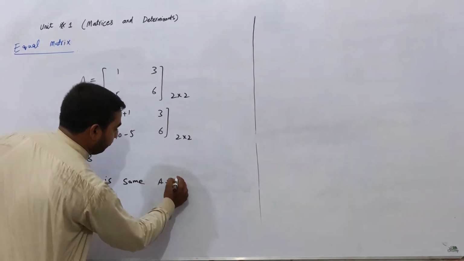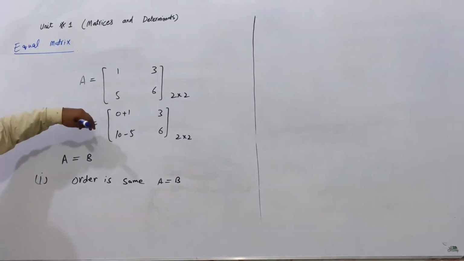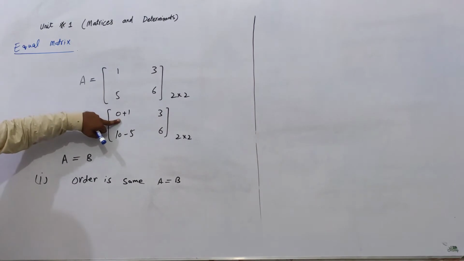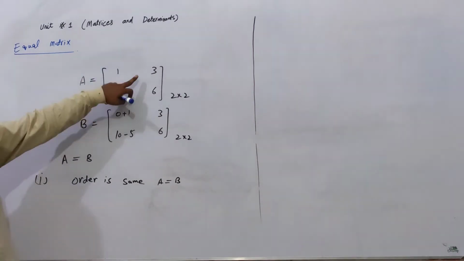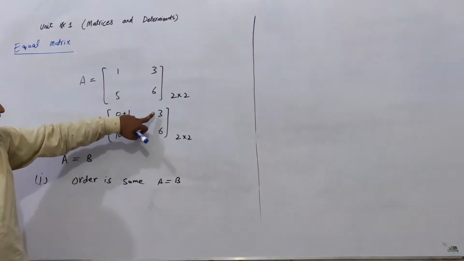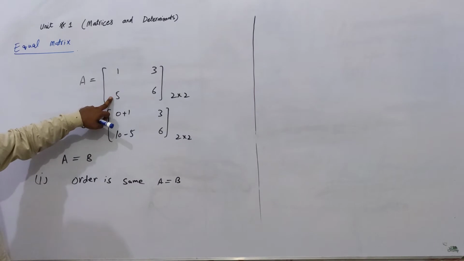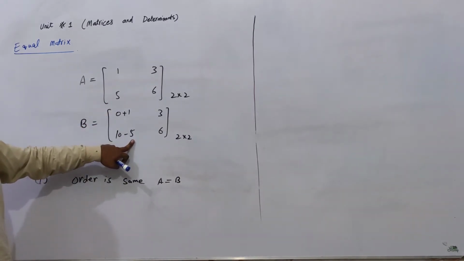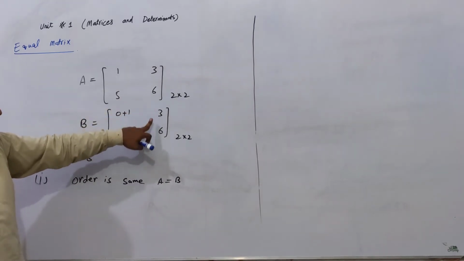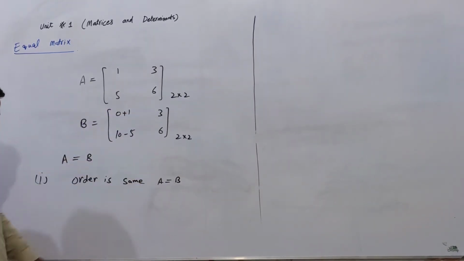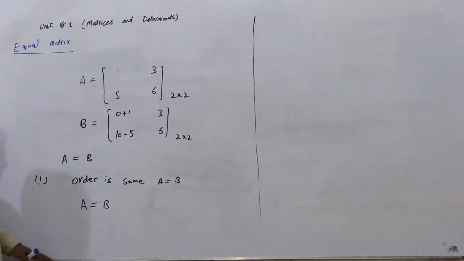A is equal to B. Then we check the corresponding elements of each matrix. Here in A, 0 plus 1 will be 1. 1 is equal to 1. The second entry is 3, and the other matrix B has 3. The third one is 5, and 10 minus 5 will be 5. The fourth entry of this matrix is 6 and B has 6. We say that A is equal to B. There are two possibilities.